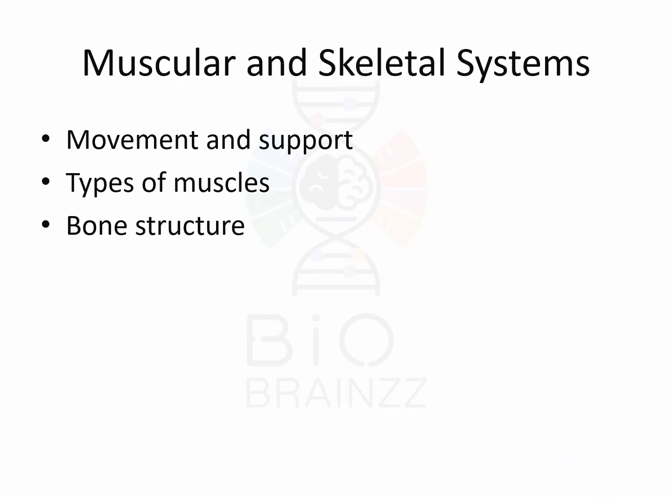The muscular and skeletal systems work together to enable movement and provide structural support. The skeletal system consists of bones and cartilage, which protect internal organs and provide attachment points for muscles. There are three types of muscles: skeletal, smooth, and cardiac muscles.